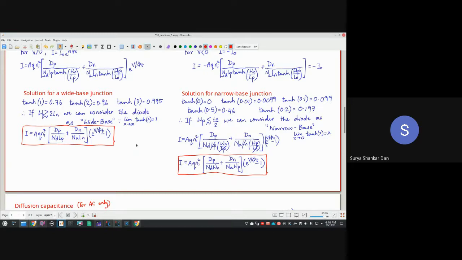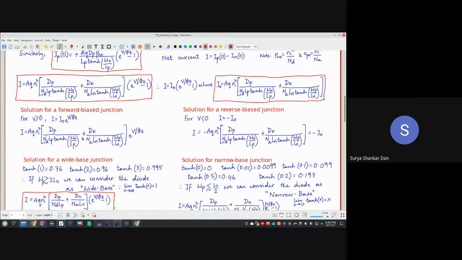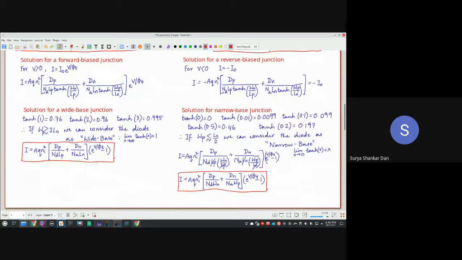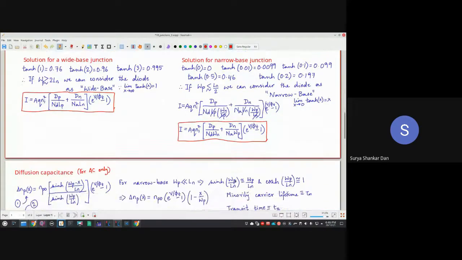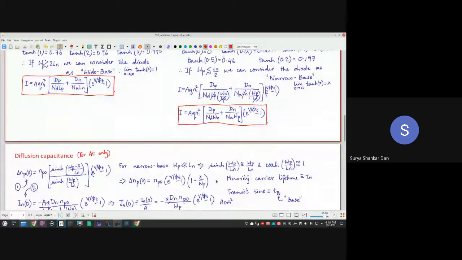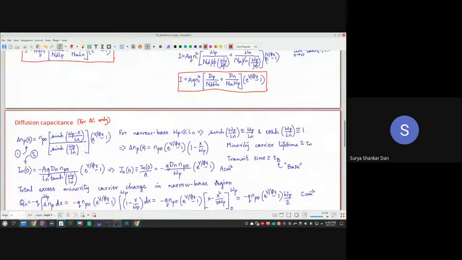All right, so that is done. So basically what are the case studies? Number 1, forward bias. Number 2, reverse bias. Number 3, wide base. Number 4, narrow base. So this wide base junction formula is what you will find in a simple PN diode. Narrow base junction is what you will find in a BJT. Now with this we will come to the situation for diffusion capacitance. Remember, this is for AC only, usually high frequency.